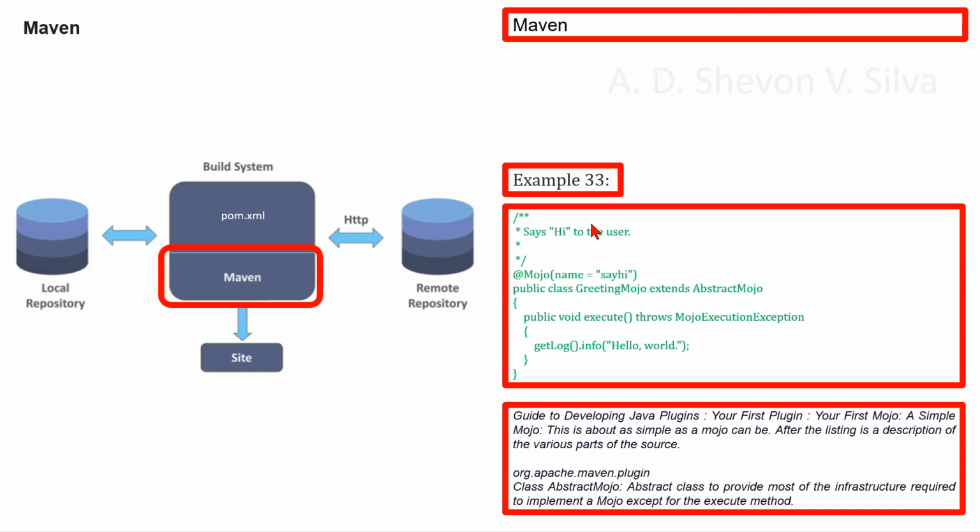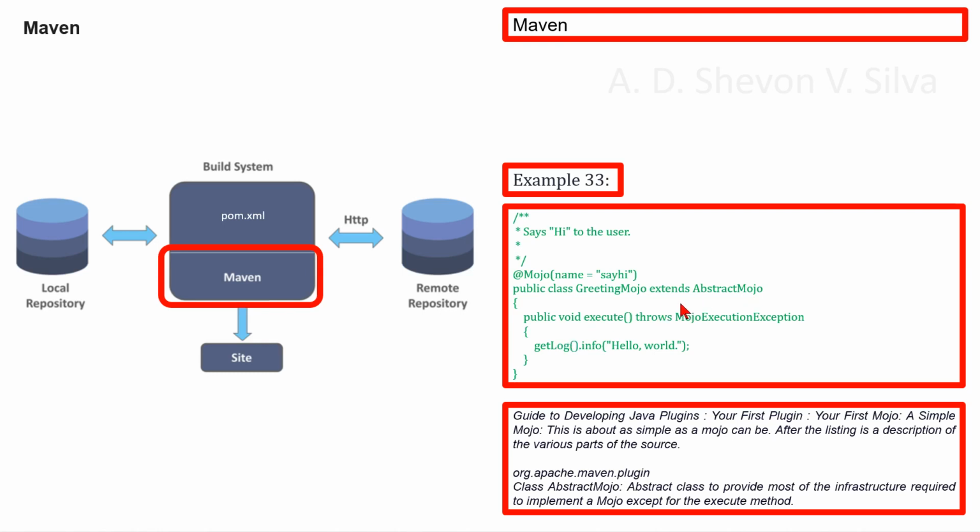Here we are considering your first mojo in your first plugin in your guide to developing Java plugins. It is a simple mojo, and this is about as simple as a mojo can be. After the listing is a description of various parts of the source. This class extends AbstractMojo in the Apache Maven plugin API, an abstract class to provide most of the infrastructure required to implement a mojo except for the execute method.